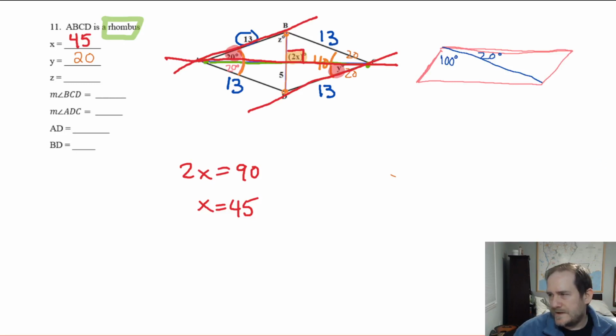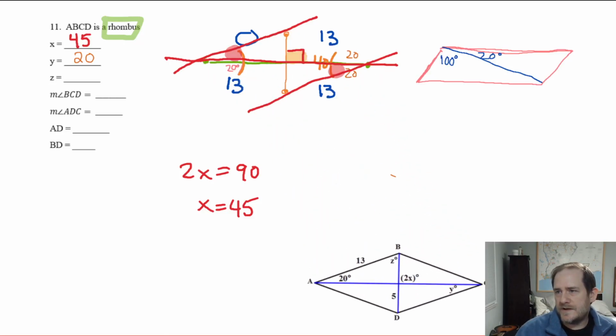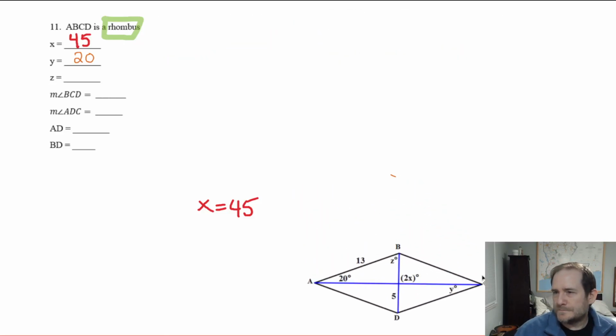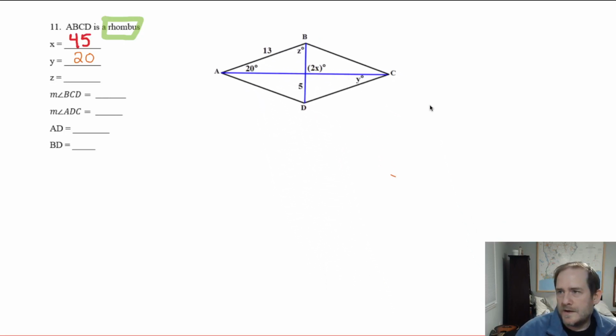So now to find z. To find z, let me actually get rid of pretty much everything I've done, because I think to find z, you guys are going to want to see this a little more clearly. So z is this angle right here. And if you focus in on the fact that we've got a triangle up here, then this becomes pretty easy.